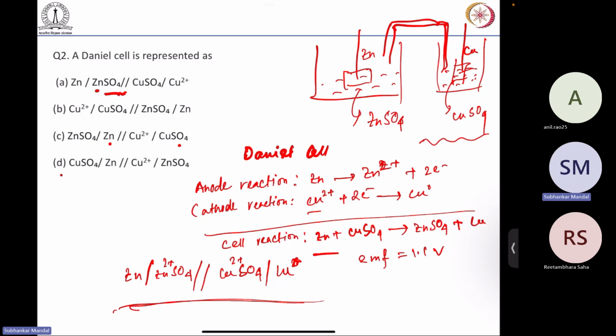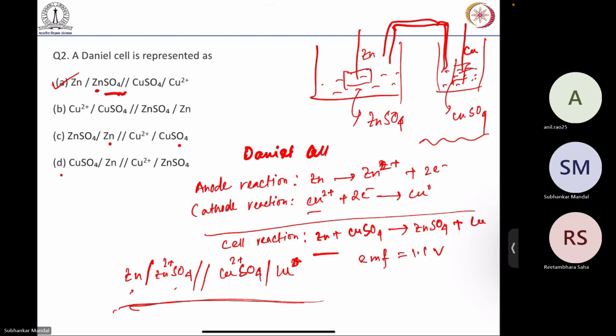And here you can see option A, whatever Anil told. So that is the correct one. So zinc sulfate is going to zinc sulfate, that is the oxidation, and copper sulfate going to copper. So that is the reduction.